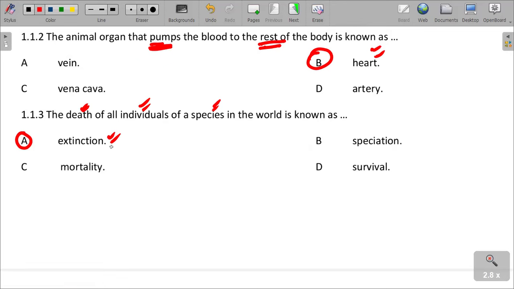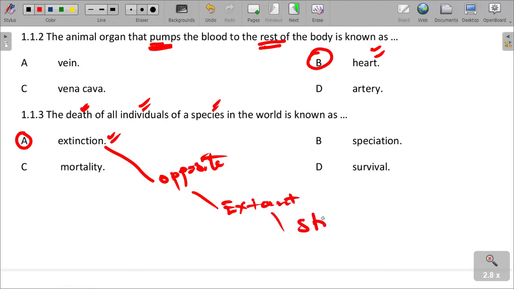Now I want you to understand: what is the opposite of extinct? Those which are still living and existing are called extant. Extant means the opposite of extinct. Extinct means all died out and no longer existing, but those still living and existing are extant. Please take note of that, because sometimes questions come up saying organisms that are still living are called what? We call them extant.